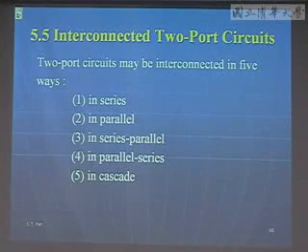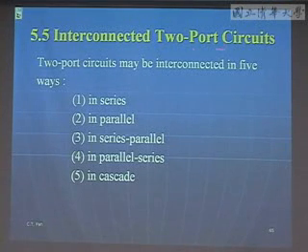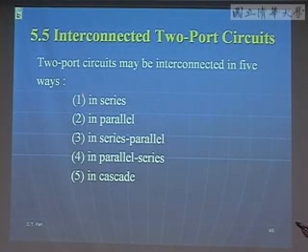Okay, the last topic we want to consider in this chapter is the interconnection of two-port circuits. Basically, we have 5 ways to connect the two-port circuits. First, the two circuits are in series. So in high school, we know 2 resistors are connected in series, or 2 resistors are connected in parallel. And now we consider the series connection of 2 ports, instead of 2 terminal resistors.